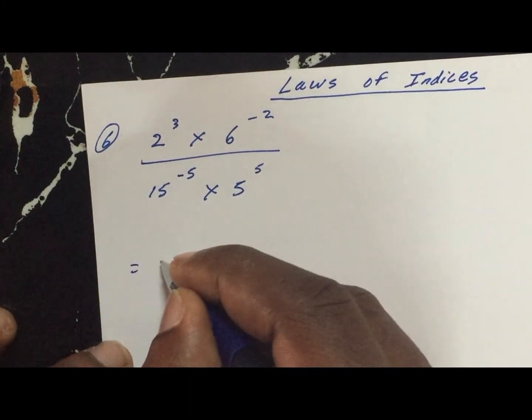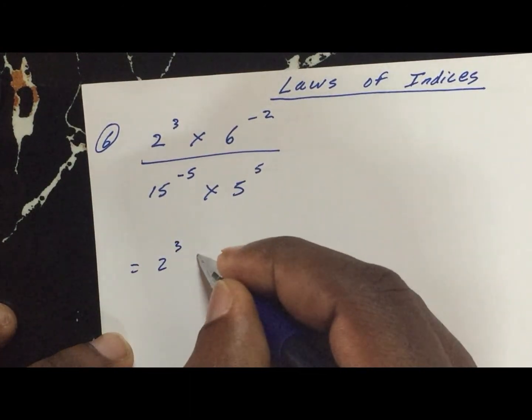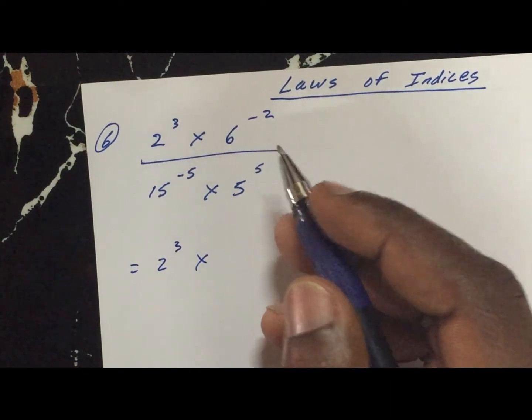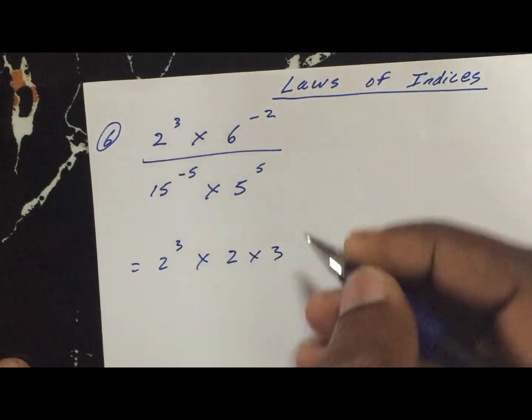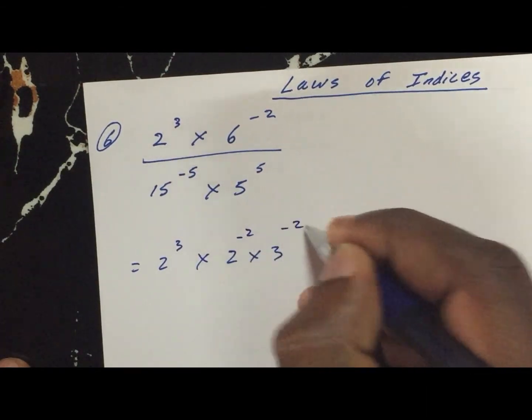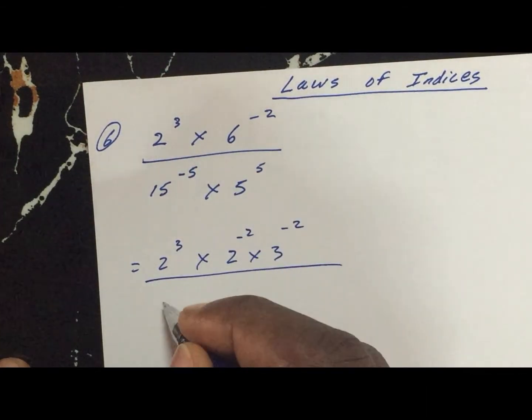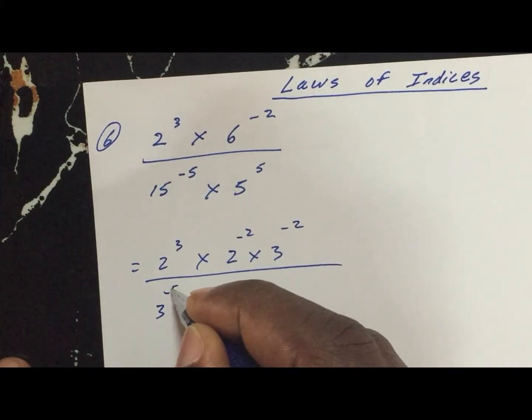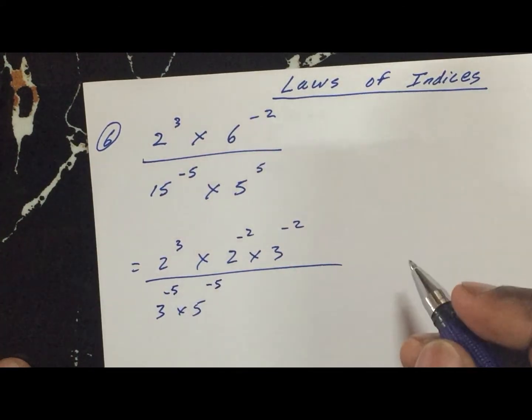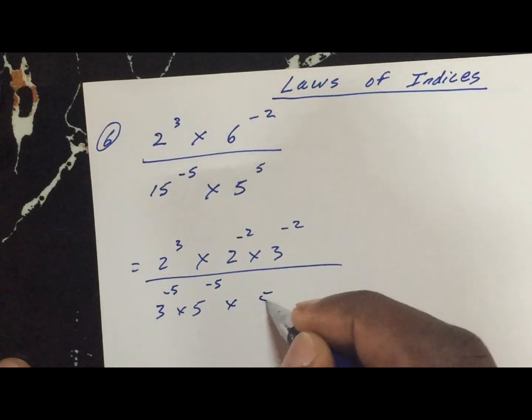So yes, let's go. This will be equal to 2 to the third power times, you're breaking down 6. 6 would be 2 3s. So we have 2 times 3 gives us 6. We put back our power. 15 would be 3 5s. So we have 3 times 5. Put back our power. Since we're not touching our powers, times 5.